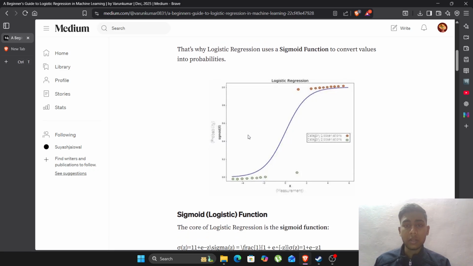And here is our example graph. The title is logistic regression, and this axis is the y-axis, the sigmoid function, where it converts into probability. Here is the measurement, and category 1 observation can be noted with the orange color, and category 2 observation can be categorized as red, green, blue, and it is measured to convert the function values into probabilities. And here the graph goes from here to here.